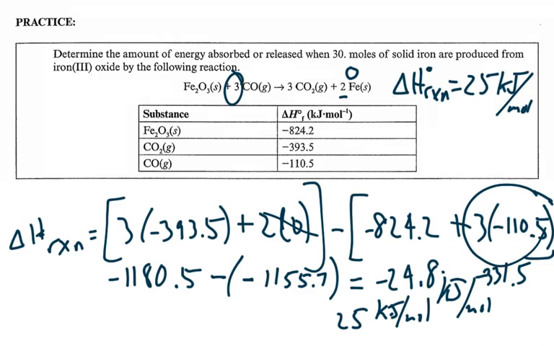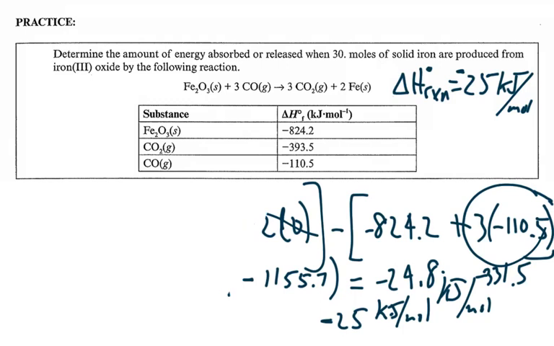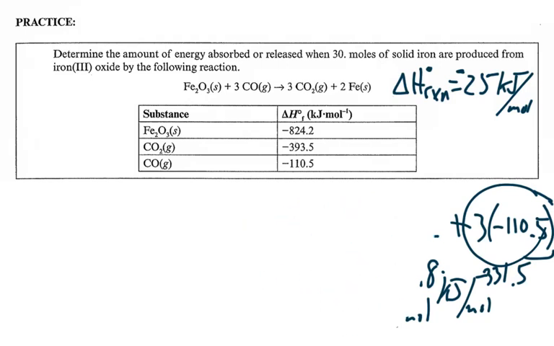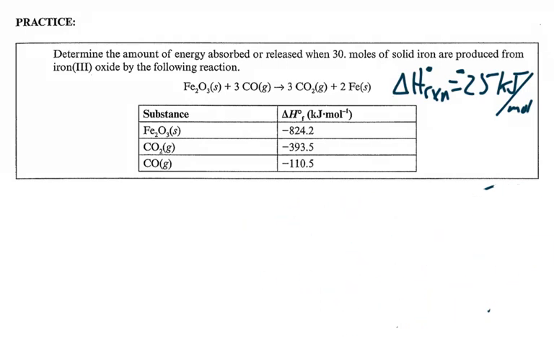Now, this is the enthalpy for the reaction, but the question wants to know how much energy would be absorbed or released if we had 30, and let me put my negative here, 30 moles of solid iron. So we're going to focus on iron. I'm going to erase a couple of things over here. If you notice, it's negative, which means that energy is being released. So here's what we have to do. This now becomes a thermochemical equation.